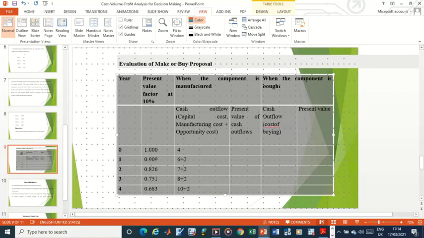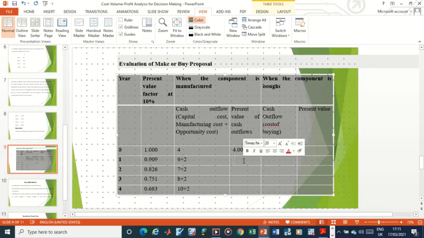The present value of cash outflows. In order to determine that, we will multiply our present value factor, which is PVF, by the cash flow that we arrived at by adding our capital cost plus our manufacturing cost and the opportunity cost. So 4 multiplied by 1 will give us 4.000.